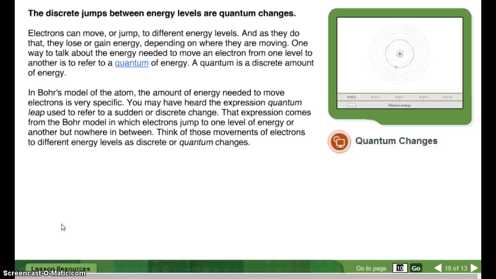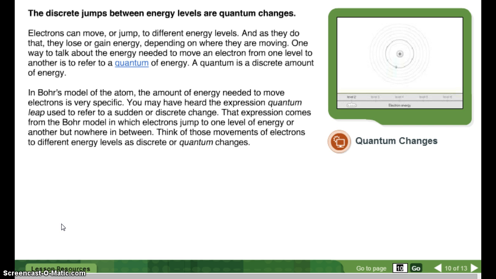This is part 2 of 2.11, the Bohr atom. The discrete jumps between energy levels are quantum changes. Electrons can move or jump to different energy levels, and as they do that, they lose or gain energy depending on where they are moving.